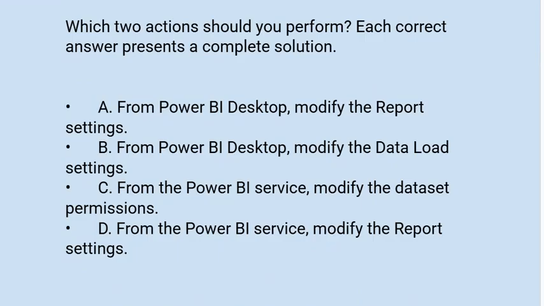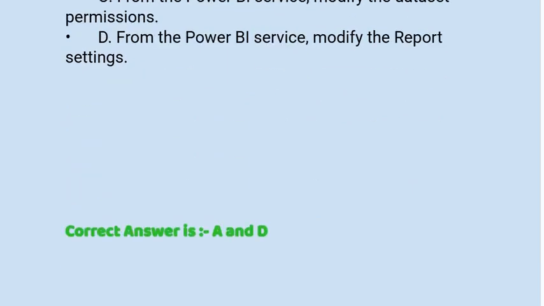Option A. From Power BI Desktop, modify the report settings. Option B. From Power BI Desktop, modify the data load settings. Option C. From the Power BI service, modify the dataset permissions. Option D. From the Power BI service, modify the report settings. Correct answer is option A and option D.